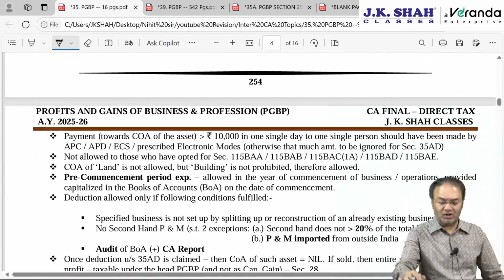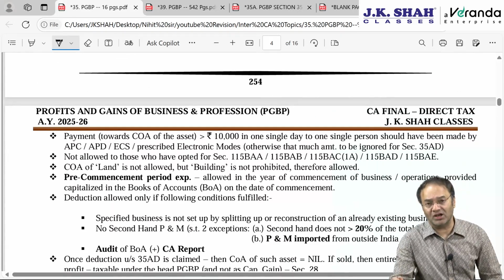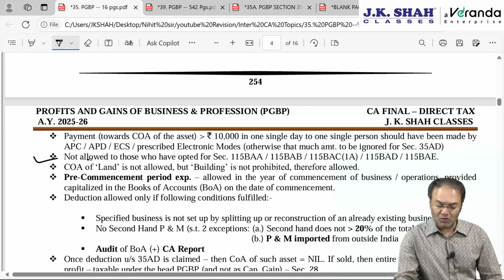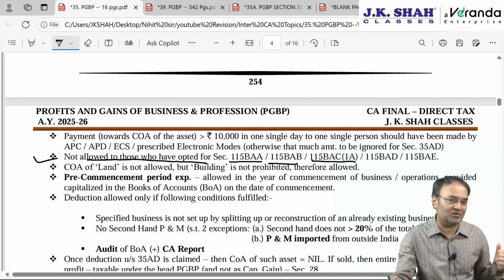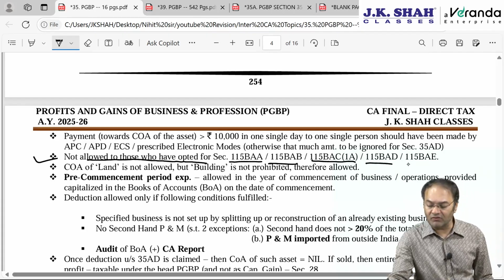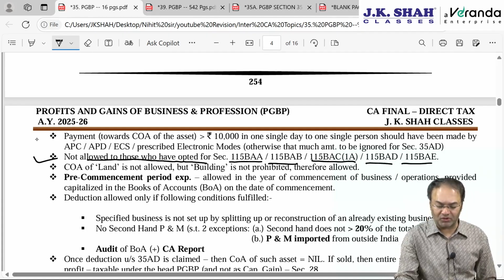Once deduction is claimed under this section, then the assessee will not get deduction under chapter 6A for that business. Assessee will not get depreciation also. This deduction is not allowed to those companies which have opted for 115BAA, BAB, 22% and 15% tax rate. Individual, HUF, AOP, BOI, AJP which have opted for new tax regime, which is the default tax regime under section 115BAC, or 115BAD, BAE for resident cooperative society.